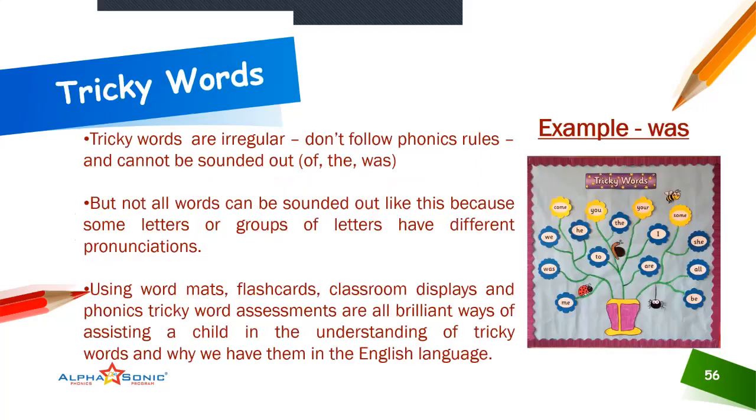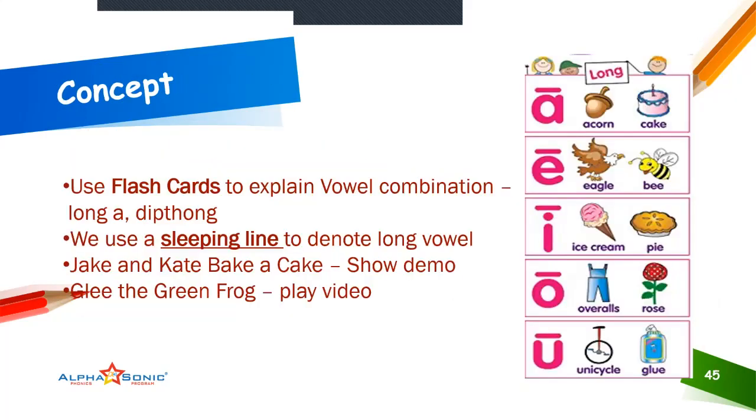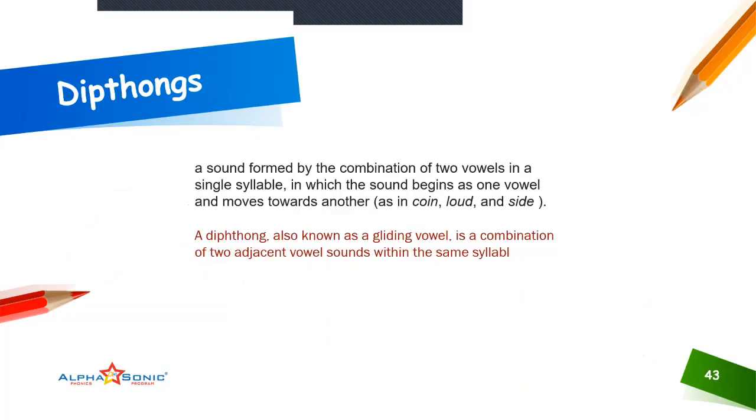Now over to the next concept, diphthongs. While I was making the curriculum for the Alphasonic Phonics and Reading program, I realized things are very difficult and tricky. In order to make this concept clear and easy, I made the division sector-wise. So here again, the sound is traveling from one vowel to another, like oil. B-O-Y, boy. O-I-L, oil.